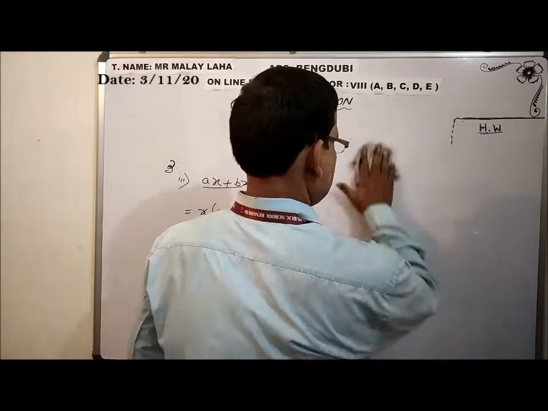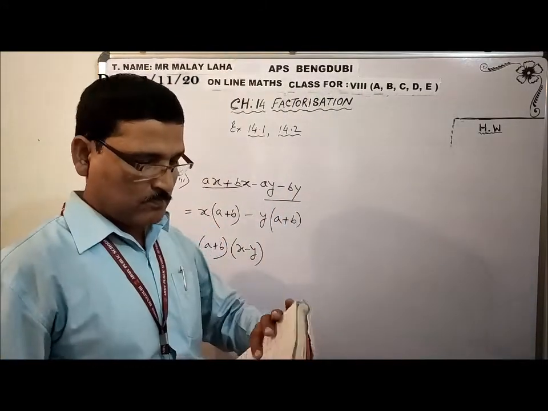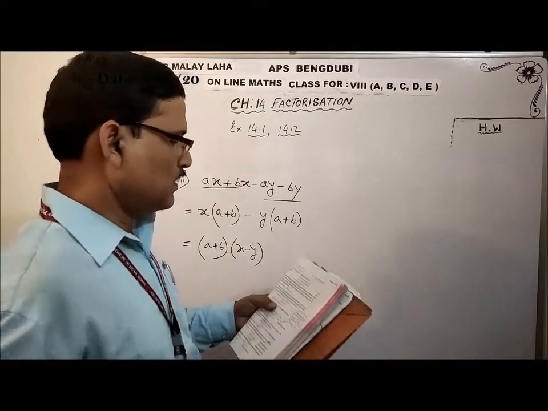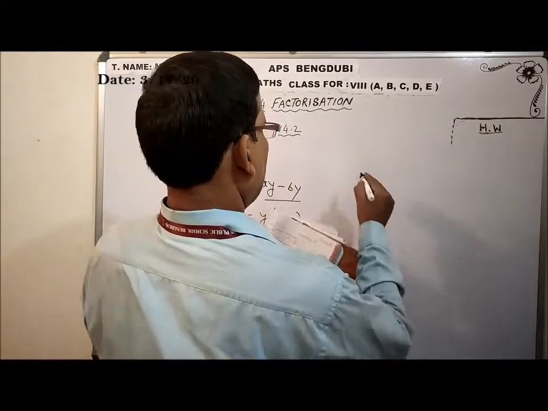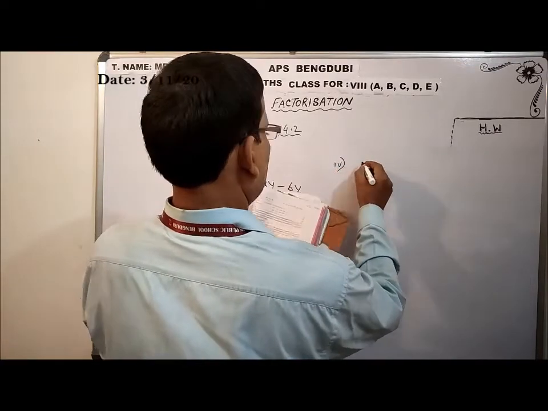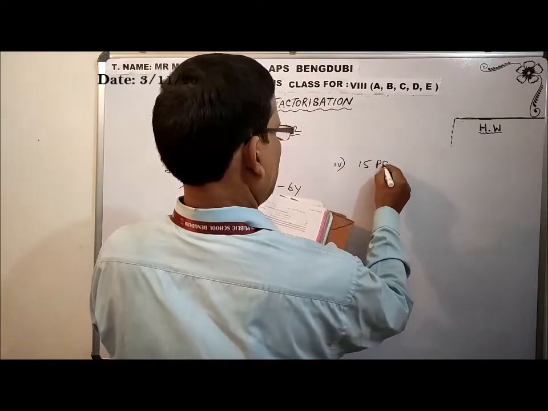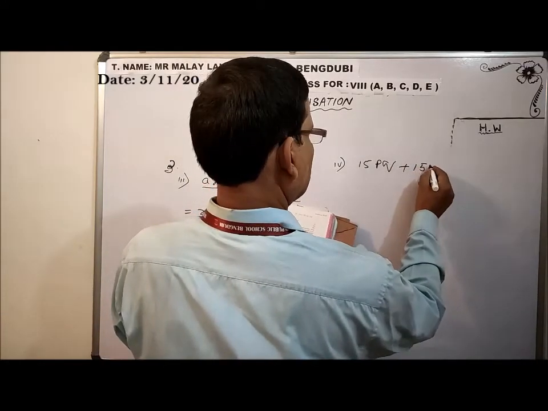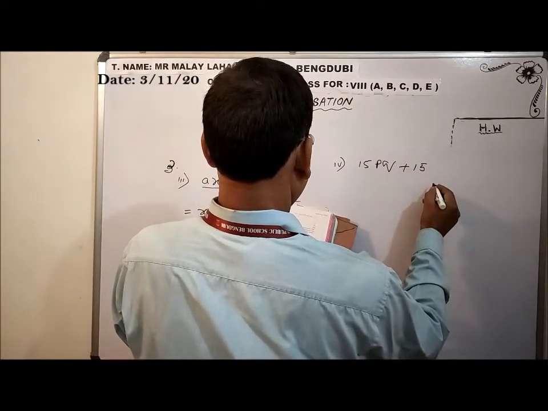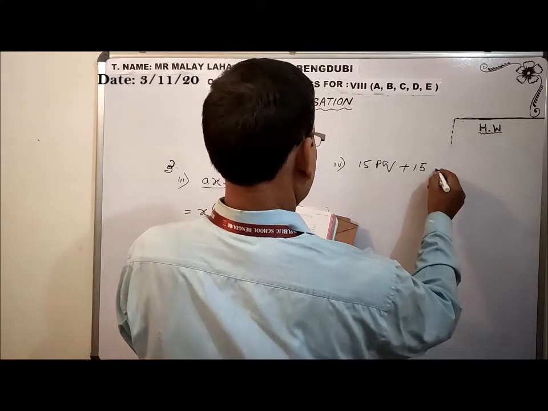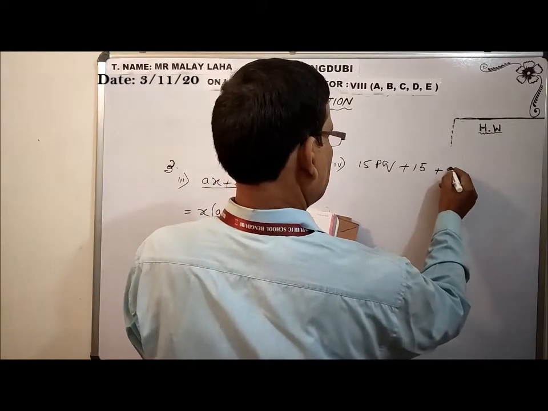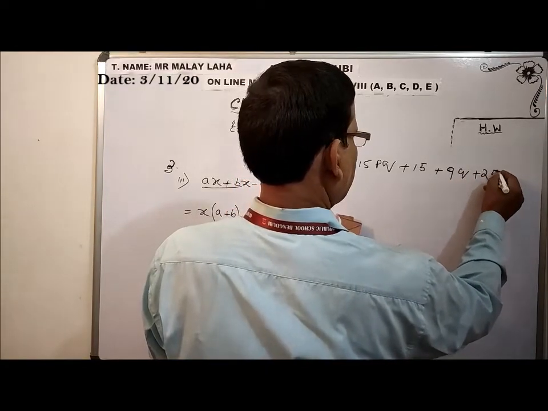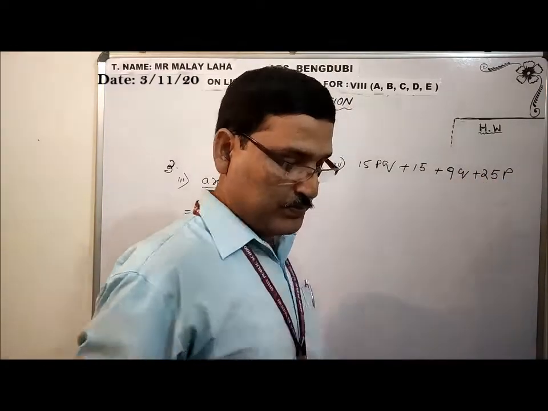Next part you see. 4. 15PQ plus 15, PQ plus 15 plus 9Q plus 25P. What will we do?